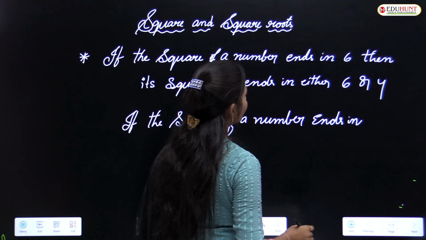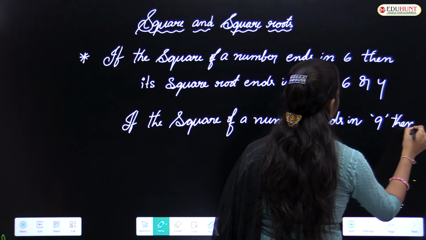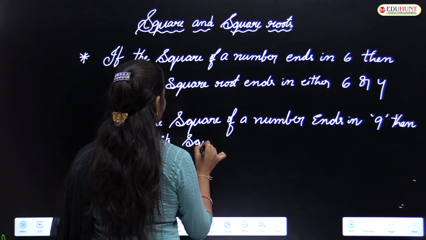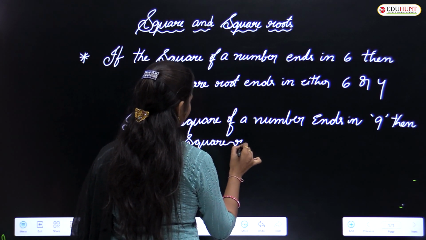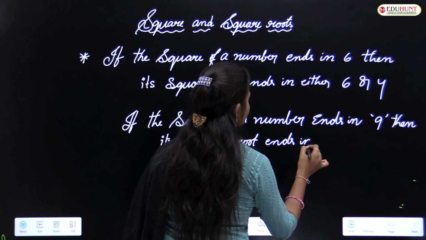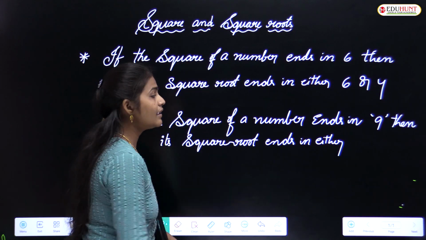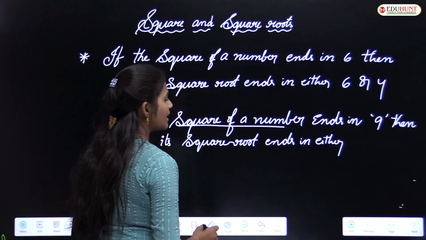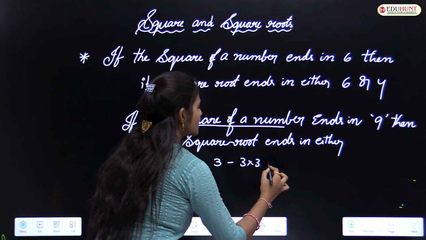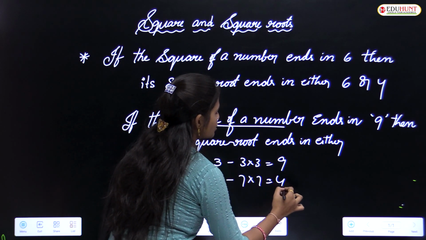ends in 9, then its square root ends in either... here also two possibilities are there. What are those? If the square of a number ends in 9, then one possibility is 3. Why? Because 3 into 3 is equal to 9. Another possibility is 7. So 7 into 7 is equal to 49.